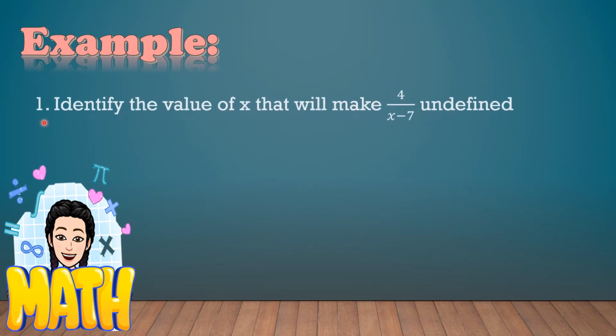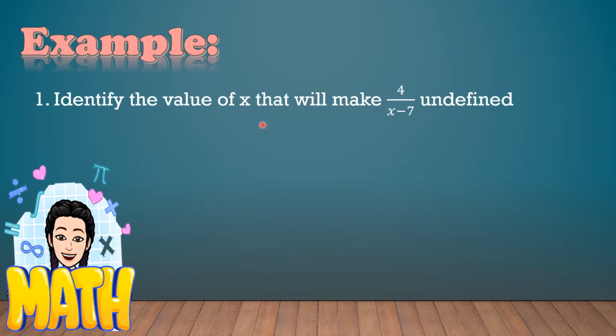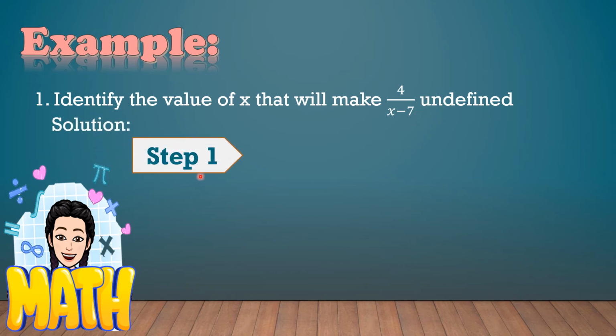Example 1. Identify the value of x that will make 4 over x minus 7 undefined. For the first step, we need to equate x minus 7 to 0. Ang hinahanap natin is yung value ng x na kung saan ang magiging value ng ating denominator ay 0. So for this step 1, we have x minus 7 equals 0.